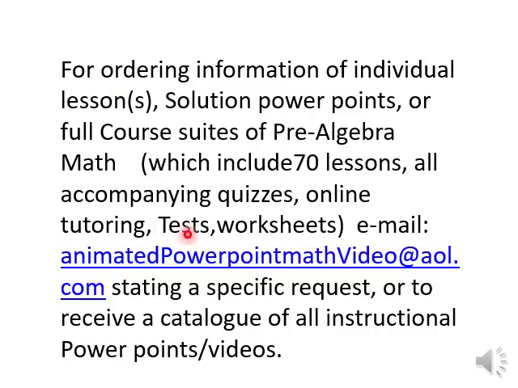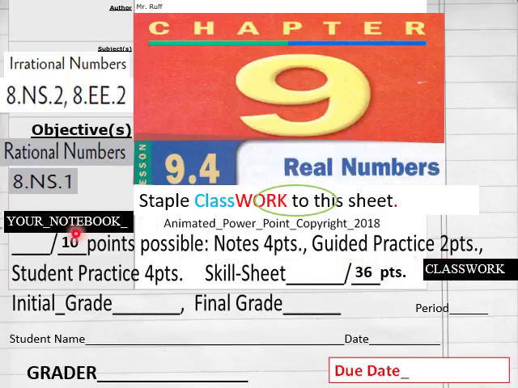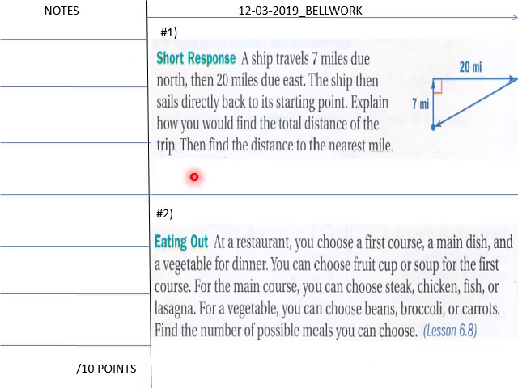Hello everybody, getting ready to do lesson 9.4 of pre-algebra math, real numbers today. Part 1, part 2 is available here. 9.4, real numbers. We got a 36-point classwork sheet today. We got 10 points here of note-taking, students and teachers.